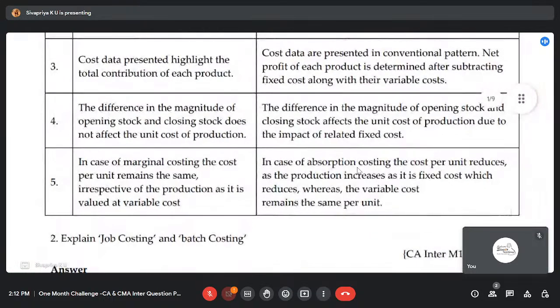The difference due to the inclusion of fixed costs will be reflected in the opening stock as well as the closing stock valuation.